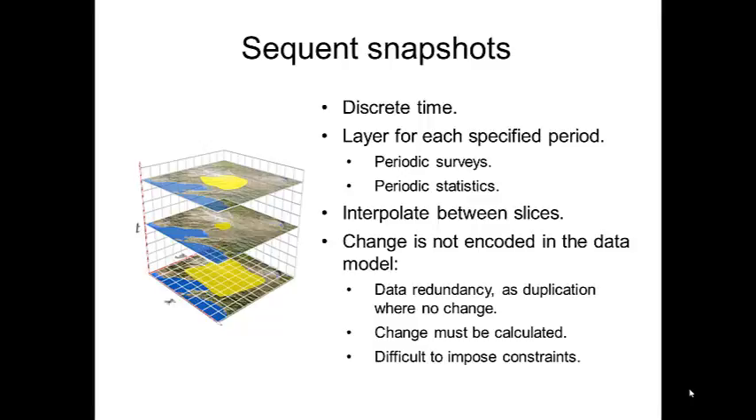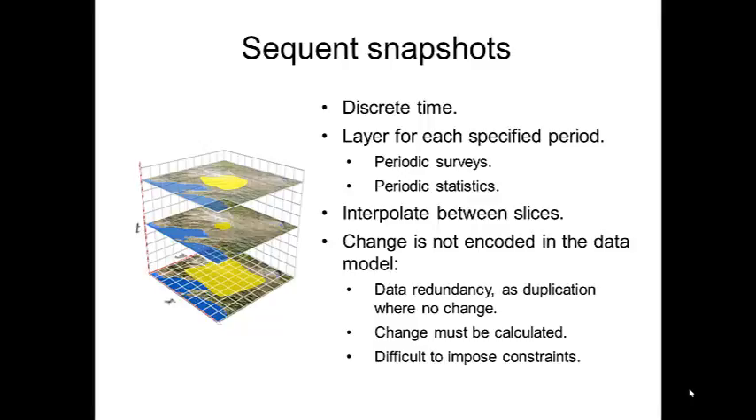But thinking from a topological database management point of view, there are some problems with this approach. It's very simple, it's very useful, but it does have problems. One is that change is not encoded in the data model itself. And what do I mean by that? Well, there's a lot of data redundancy. Remember data redundancy, duplication.